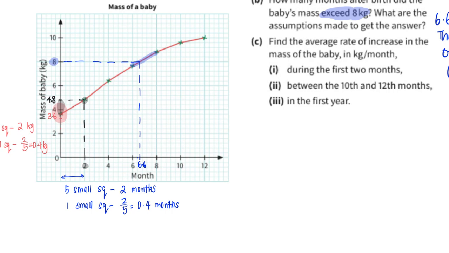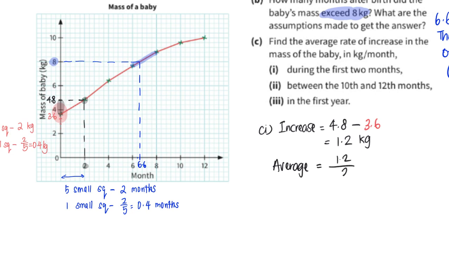And therefore in the working for C part 1, you will see that Mr. Tan tried to find the increase first, which is 4.8 minus my mass at birth, 3.6. This gives me 1.2 kg, and therefore the average will then be 1.2, there are 2 months, 0.6 kg per month.